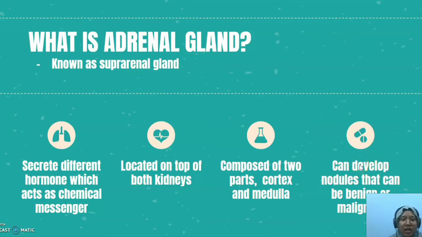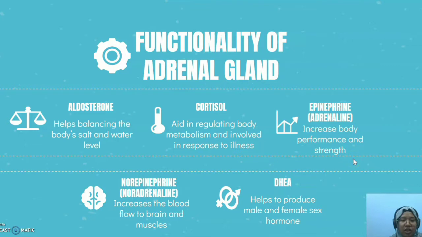Adrenal glands may develop nodules that can be benign or malignant, which can potentially produce excessive amounts of certain hormones, leading to various health issues. For the functions of the adrenal glands, as I said before, there are five types of hormone produced by the adrenal glands. The first one is aldosterone. It helps in balancing the body's salt and water level.